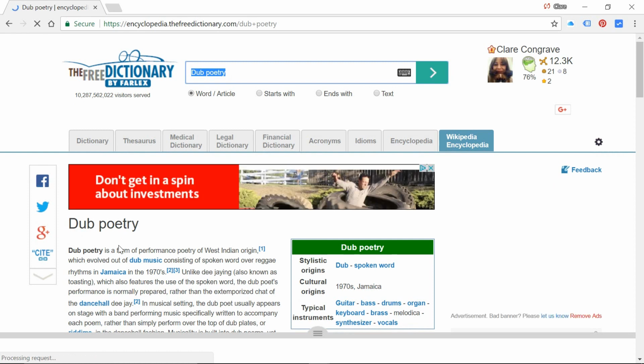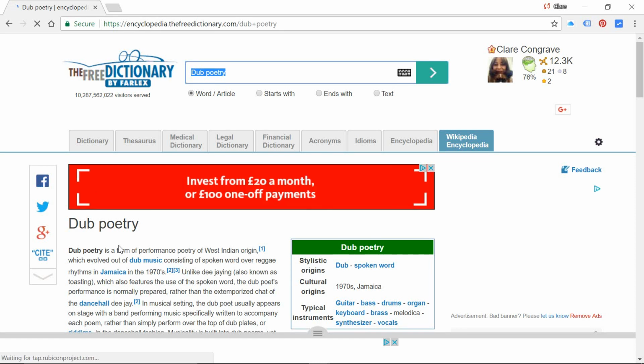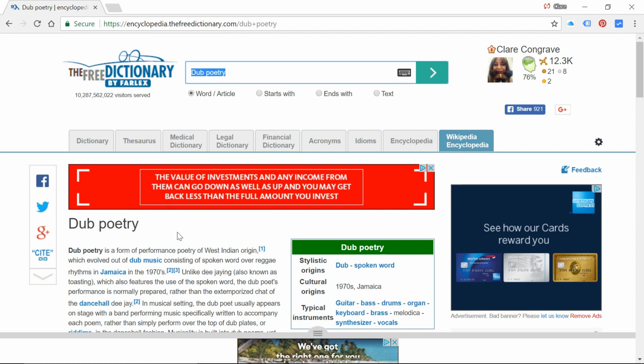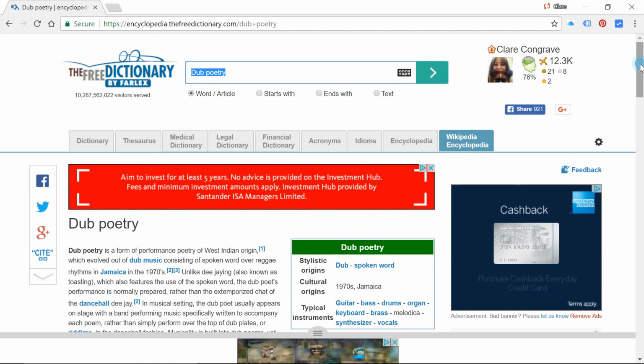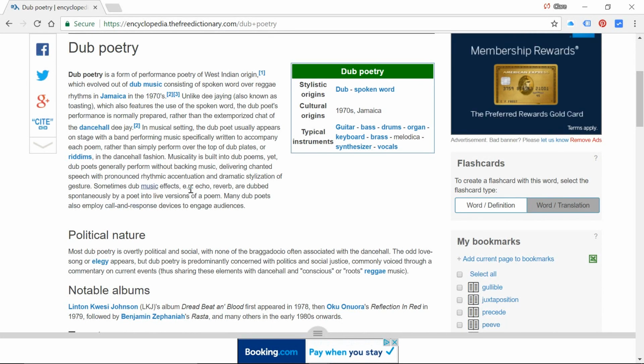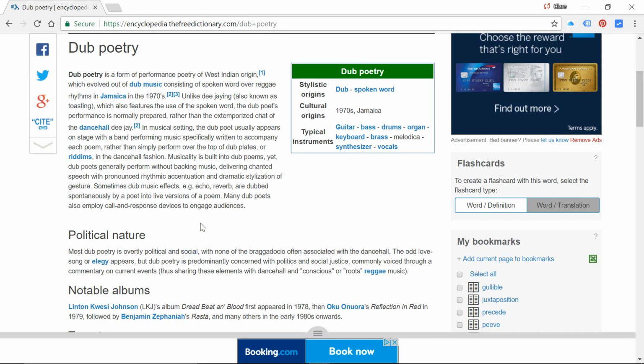Dub poetry. So can you think of any poems within that anthology that are dub poetry? They're a form of performance poetry. A poem that was designed to be read aloud. Can you think of any poems that fit that criteria but are also political in nature, to do with society? Hopefully you're saying, no problem, I can think of one.